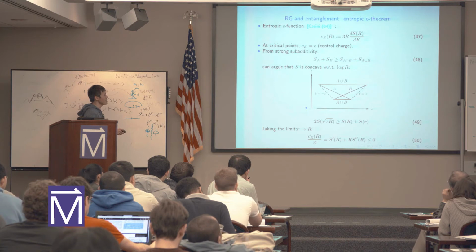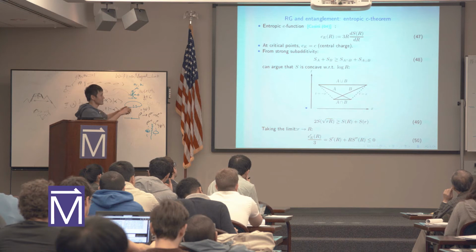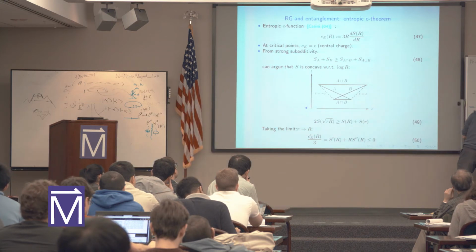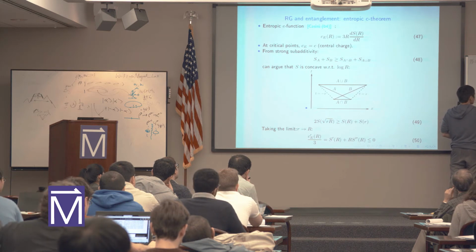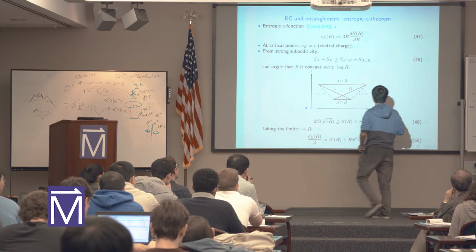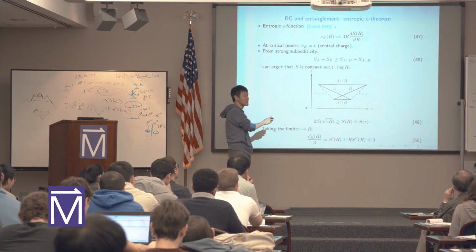Just very quickly, we consider two regions. I have A and B, which are overlapping with each other, like this. So A is here, B is here. There's some overlapping region. Then we use this strong subadditivity condition.